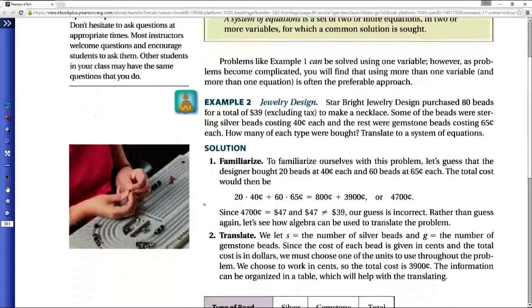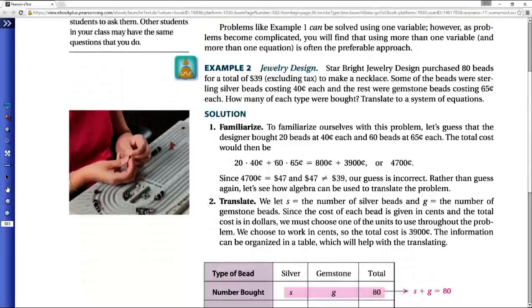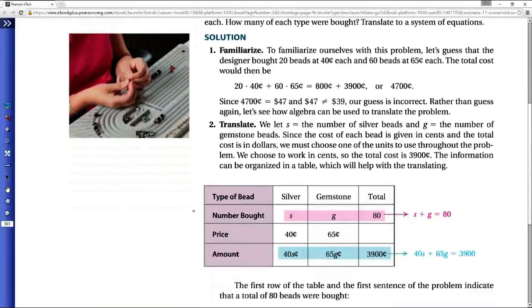In this example too, they basically translate this. Again, I'm not going to read through the whole thing, but I want to point out this tool of a table, which can be really nice to organize your stuff. First of all, you still need to define your variables. Put in a letter for the things that are unknown. So they have number bought, they don't know how many silvers were bought or gemstones were bought, but they do know the total, okay, which is 80.